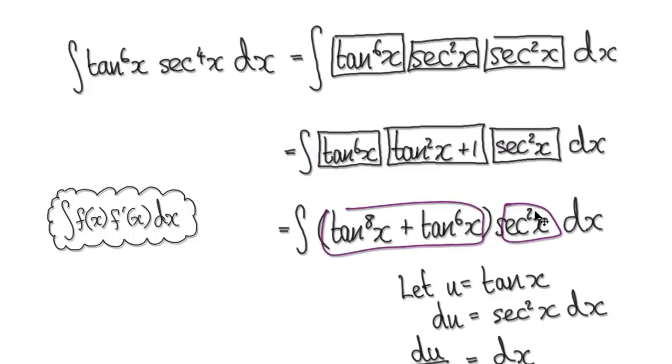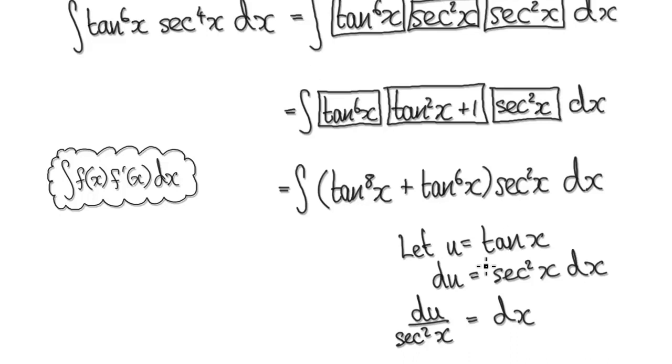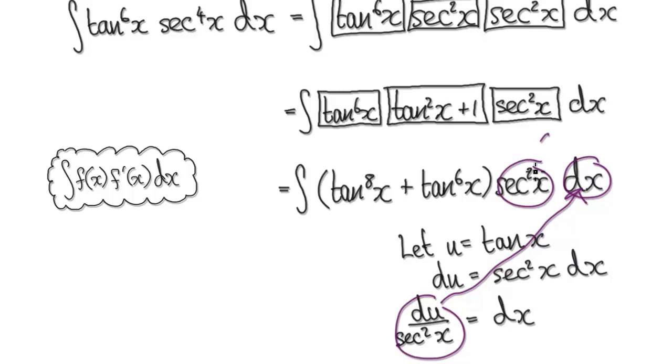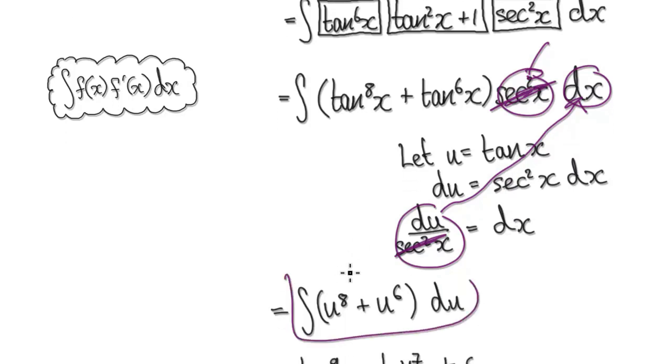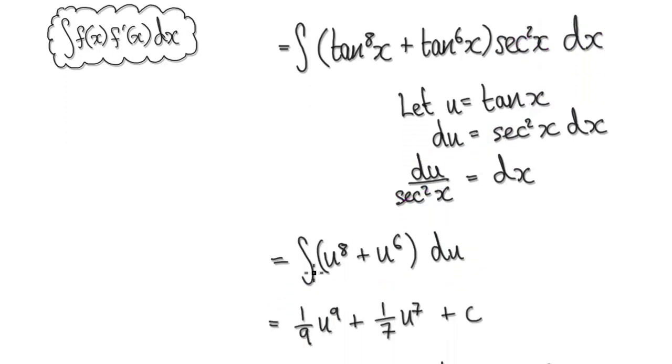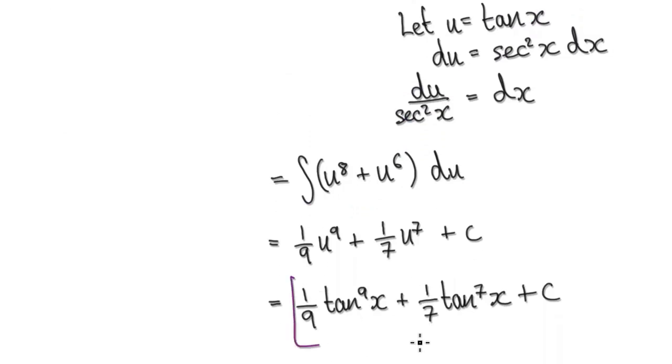And then because this is the exact derivative of tan, let u be tan of x. So du equals this. So dx equals this. So now when you put this into here, then this being the exact derivative of tan will cancel out with the secant here. So these two will cancel out, leaving you with this. So now you can easily integrate this. So that will then give you this. Okay.